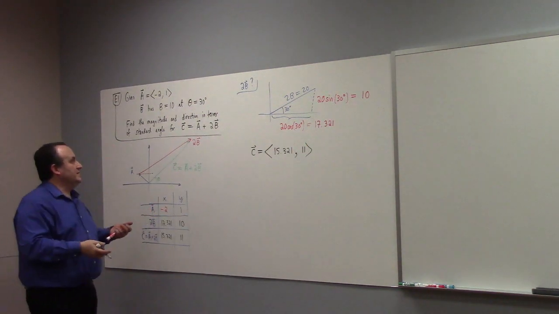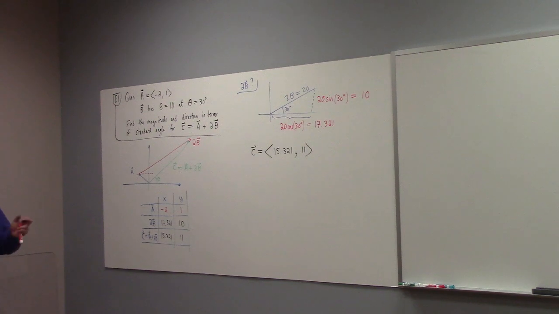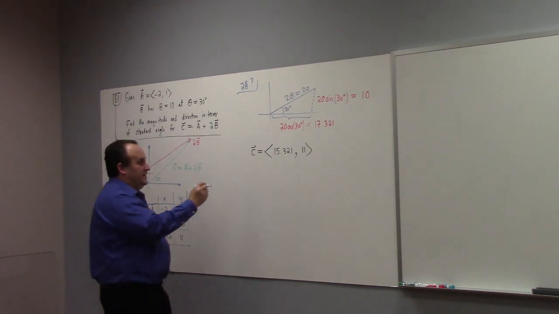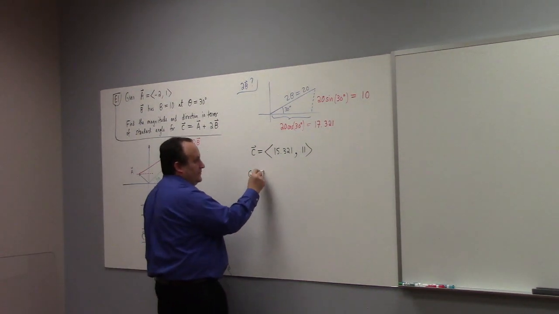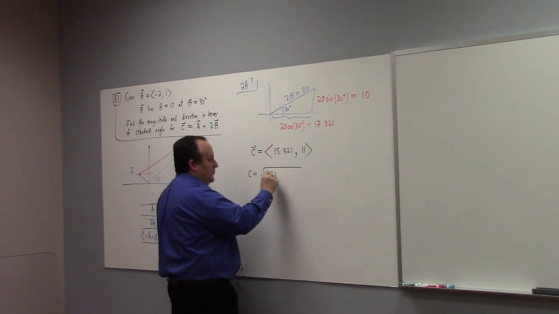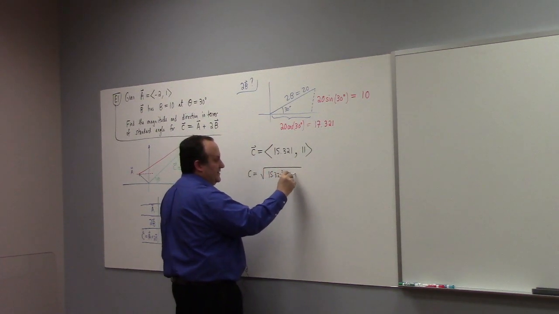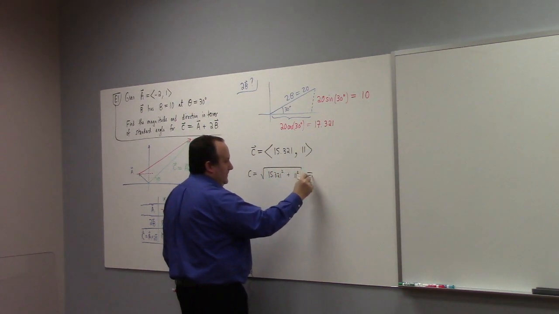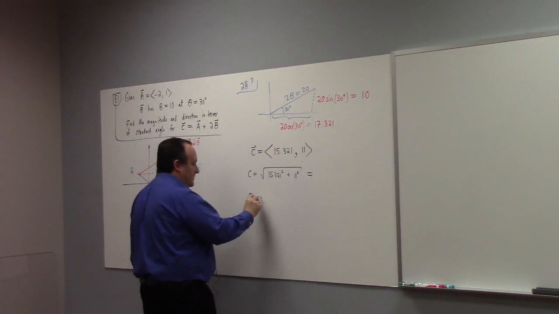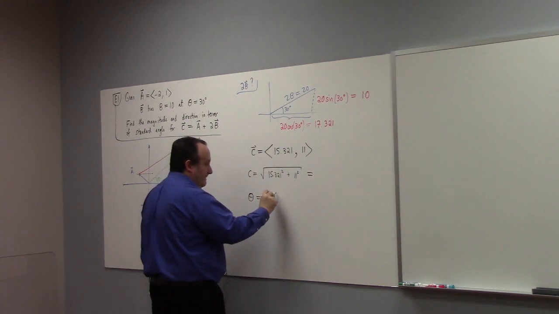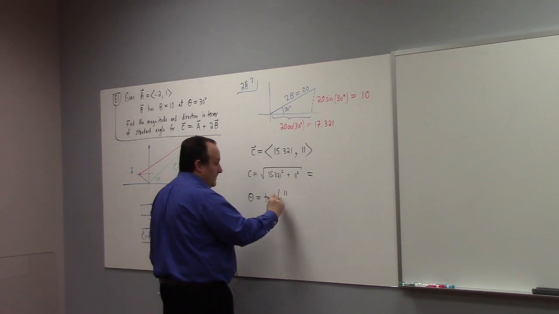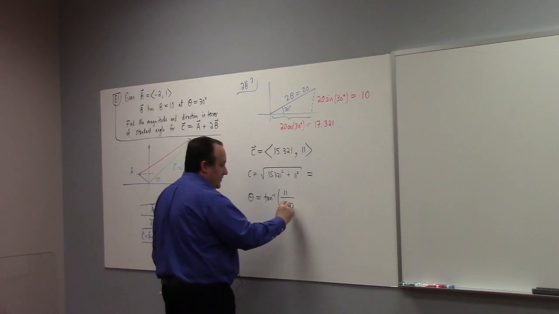Okay, so if I asked for you to find the vector c, period, and I didn't put on you find the magnitude and direction, you'd be done. This would be the answer, right? But we asked to find the magnitude and direction, so we need to do that. Magnitude is easy. C is the square root of 15.321 squared plus 11 squared. And this time that angle theta is going to be the inverse tangent of 11 over 15.321.